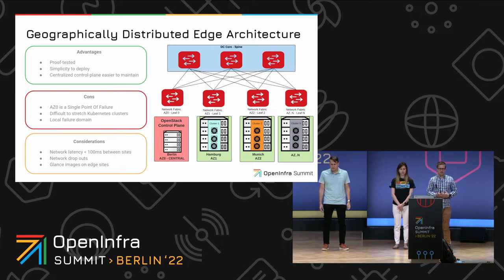So one of the advantages of this architecture is that we have been working on this for many years. It has been proof tested. It has evolved based on all the needs that we have seen in the field. Of course, because it's proof tested, it's much simpler to deploy. One of the things I would like to highlight in this architecture is that the OpenStack control plane would live within one availability zone, which means one physical area. The downside of it is that if the connectivity is lost between this area and the other sites, the control plane would not be available for some time, but the workloads would be running fine.